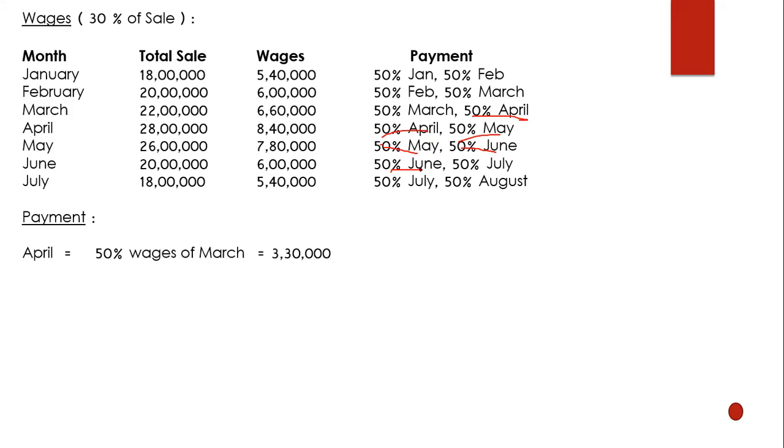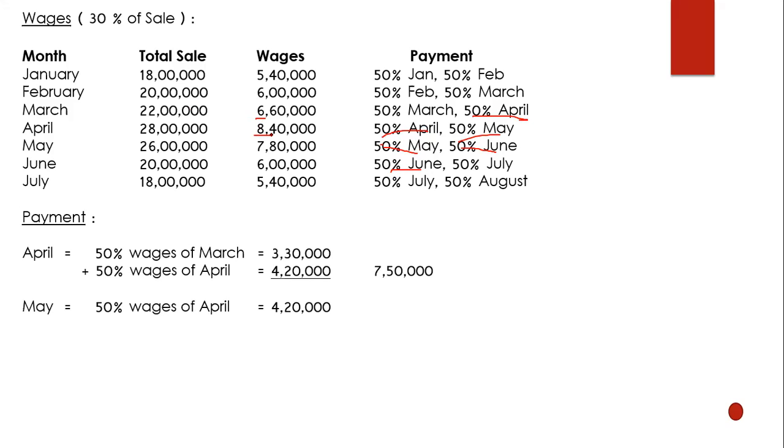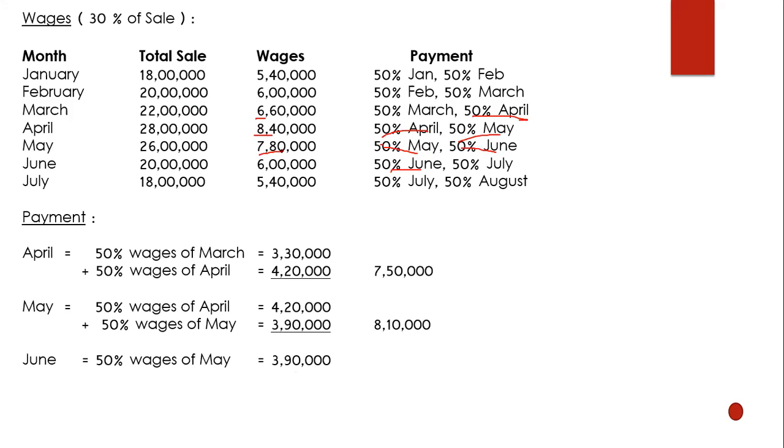50% of March. So March expenses 6,60,000, so 3,30,000 plus April 8,40,000, 50% is 420, is equal to 7,50,000. 50% of April is 420 plus 50% of May is 390, 8,10,000. 50% of May is 390 and 50% of June is 6 lakhs, means 3 lakhs. So 6,90,000. Okay. Now factory overhead, 10% of sale.